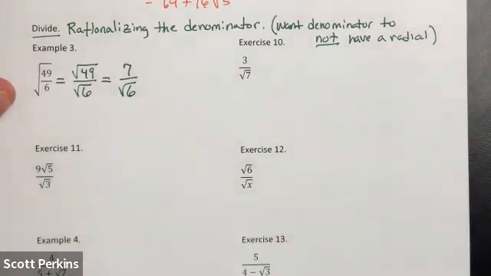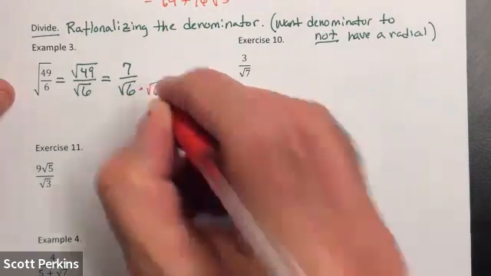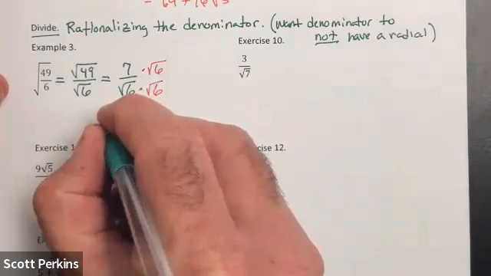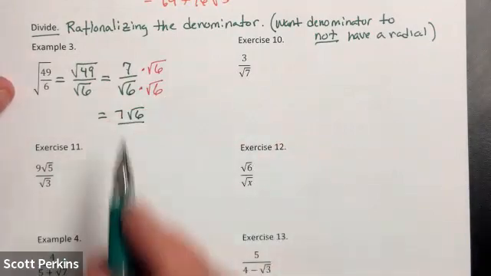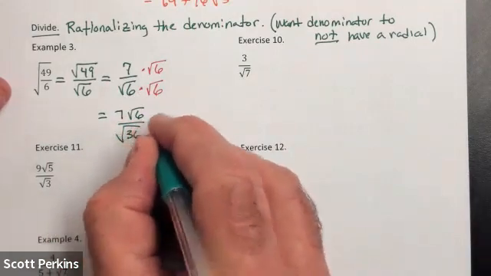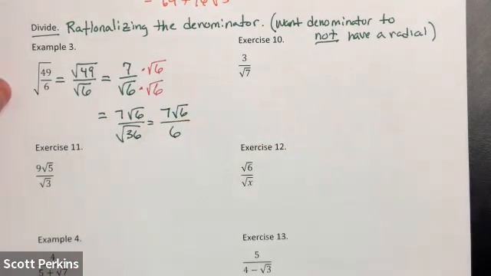And the process when there's a monomial is nice and straightforward. All you're going to do is multiply by the square root of the same thing. And here's why that is. When you do that, in the top, you've got 7 times the square root of 6. No big deal there. In the bottom, you have square root of 6 times square root of 6. You've multiplied by the same thing. So now that becomes the square root of 36. And the square root of 36 is 6. No more radical in the denominator.